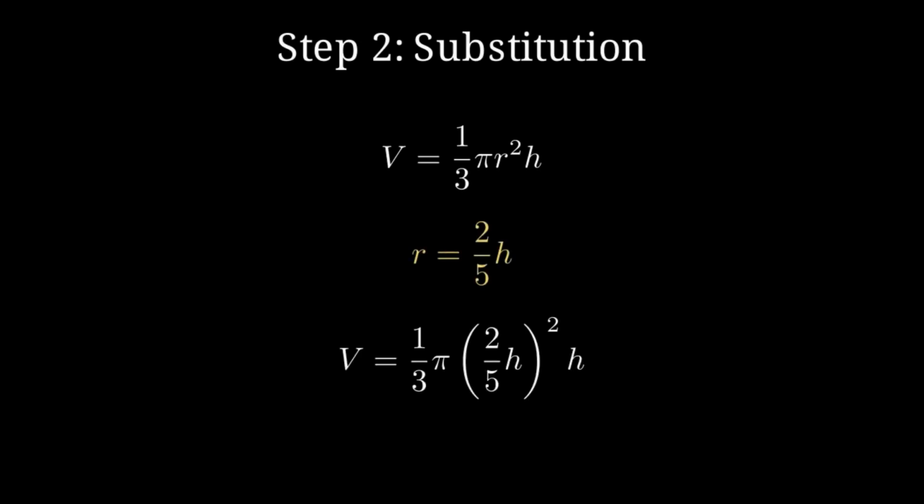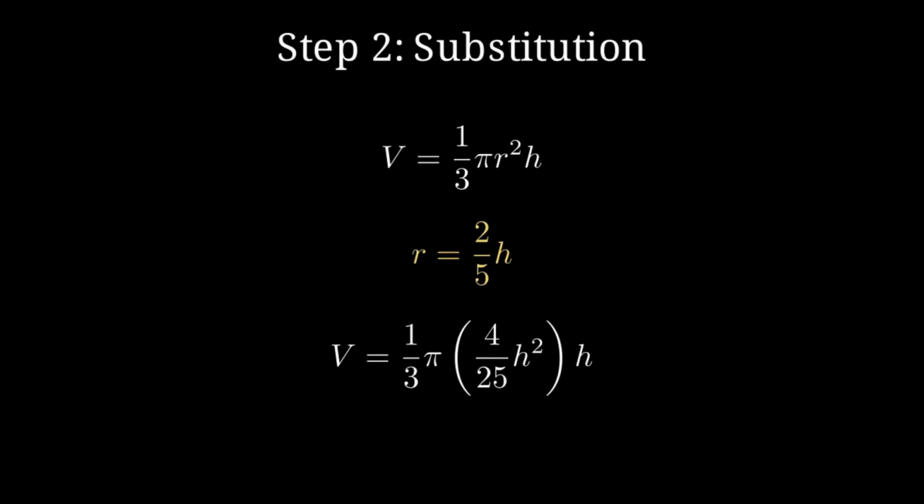Now we substitute our expression for r back into the volume formula. By replacing r with 0.4h, or 2/5 h, we eliminate r entirely. The volume is now expressed purely in terms of h. This simplification is crucial because it leaves us with only one independent variable to differentiate.